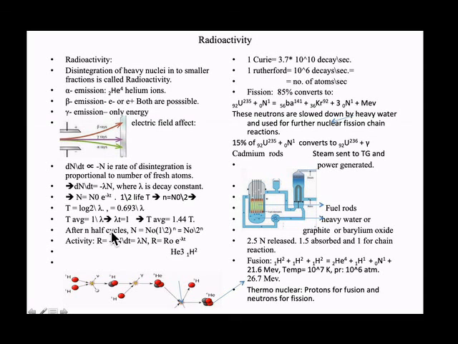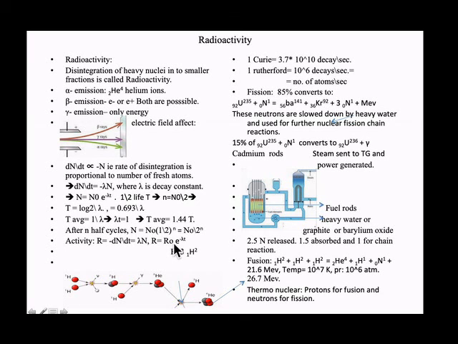Another term defined is activity. Activity is defined as minus dN by dt. This is the activity going on: so many atoms are getting disintegrated at this point of time. It is nothing but lambda N. So R is also equal to R0 into e to the power minus lambda t, because lambda N is equal to N0 into e to the power minus lambda t, and lambda N0 is nothing but R0.